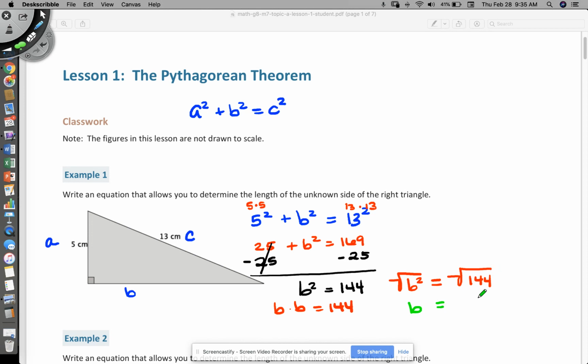And the square root of 144 is going to be 12. And that's because 12 times 12 gives me that 144. Again, if it's B and B, these numbers need to be identical, the same two numbers. So my final answer here is 12 centimeters. And you're done. All right, let's try example 2.